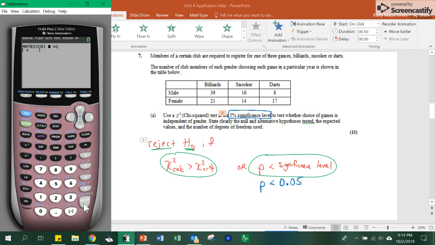And then you need to enter a matrix that matches the observed table given. So we have two rows, the male and female, and then 3 columns. So I need a 2 by 3. And here's the deal. If you mess that up, if you did a 3 by 2, it doesn't quite look like the table I'm given. So that means I need to switch those numbers around, right? So 2 by 3, and then enter my data. So 39, 16, 8, 21, 14, 17.